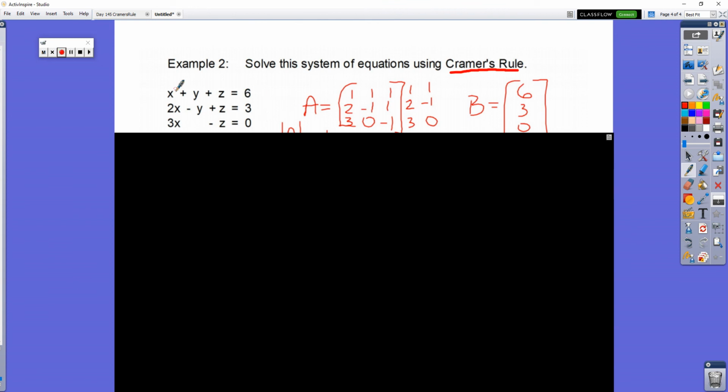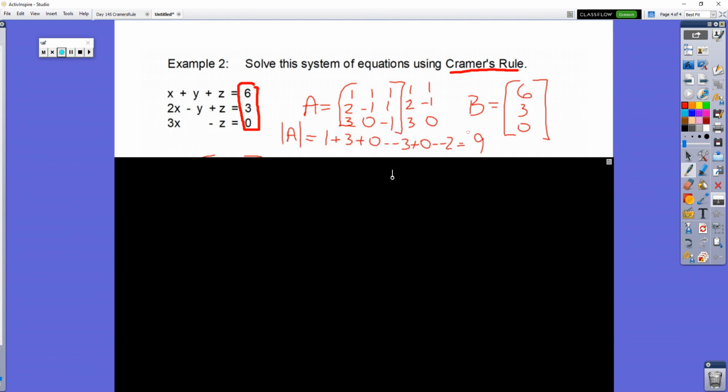So the coefficients for the first column are going to be 1, 2, 3. The coefficients for the second column are going to be 1, negative 1, 0. And the coefficients for the third column are going to be 1, 1, negative 1. So you can see I made my coefficient matrix right here. We call that matrix A. And the constants, which are these numbers on the other side of the equal sign, 6, 3, 0, go in their own matrix. We call that matrix B.